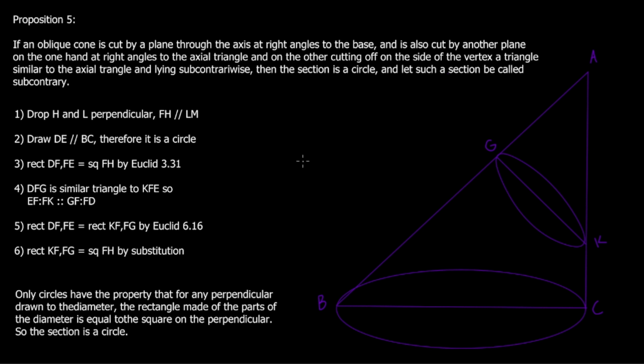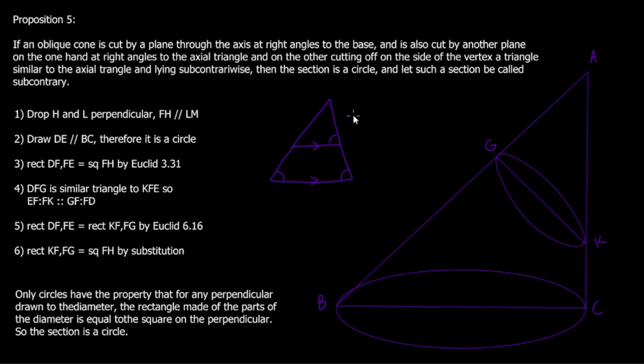Let's start this off by talking about what subcontrary-wise means, because I find this to be an overwhelmingly confusing enunciation. So imagine that this is the axial triangle, like ABC. In the last proposition, we had a section where this side is parallel to this side of the triangle. And that made this angle equal to this angle, and this angle equal to this angle.